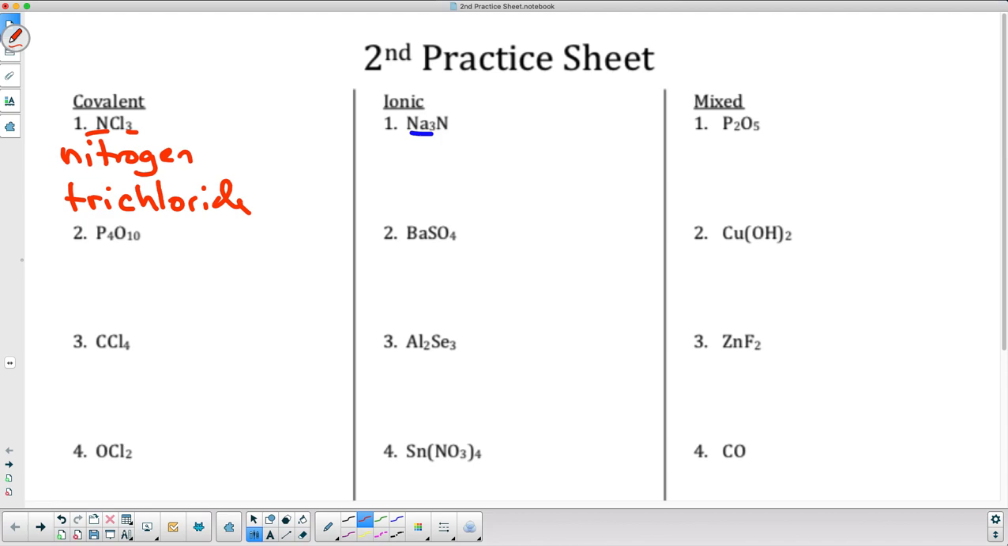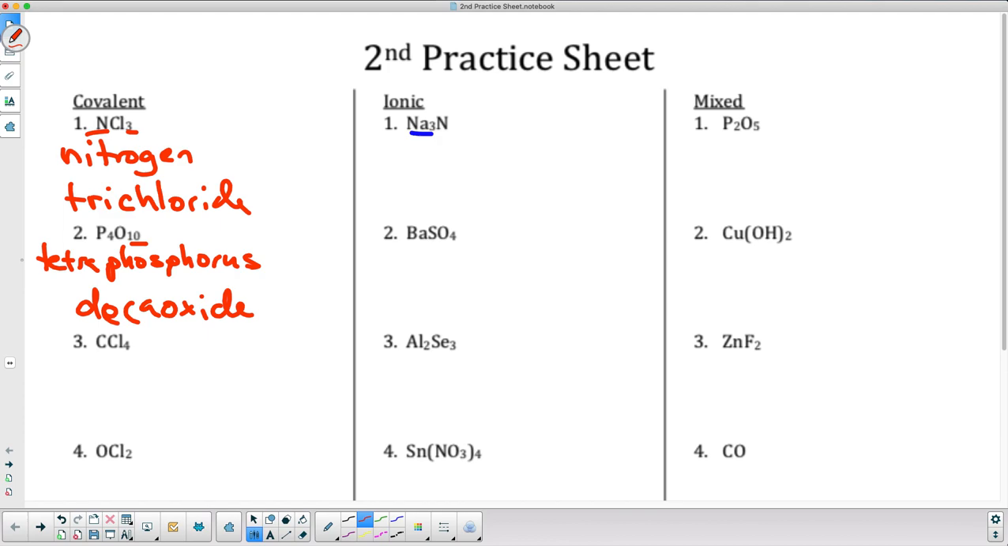I do exactly the same thing for number 2. 4 is tetra. The prefix for 4 is tetra. P is phosphorus, so it's simply tetraphosphorus. And then 10 is deca, and it's always for oxygen, deca oxide. Oxygen changes to oxide when it comes second, which it usually does.